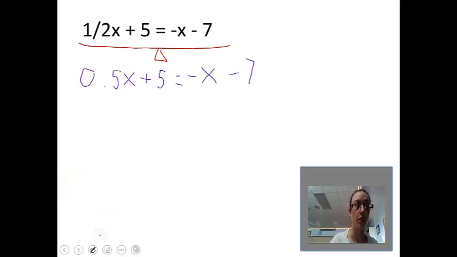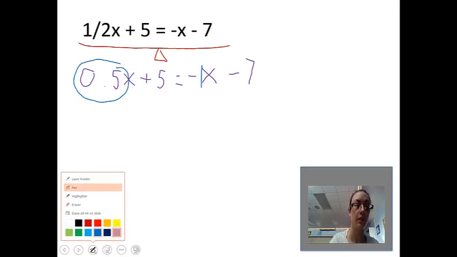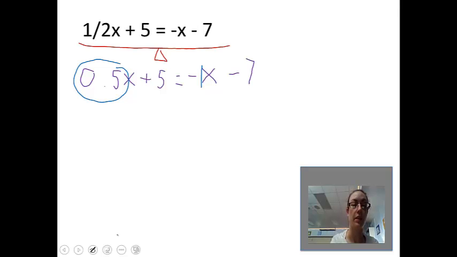And then I'm going to circle my bigger x. So in this case, I know that next to this x, there's that magical 1. And I know that 0.5 is bigger than negative 1 because it's positive. So I'm going to circle that one. My next step is to bring the 1x over to the other side. I need to do the opposite so these cancel. So I'm adding positive 1x to both sides, and I get 1.5x plus 5 equals negative 7.